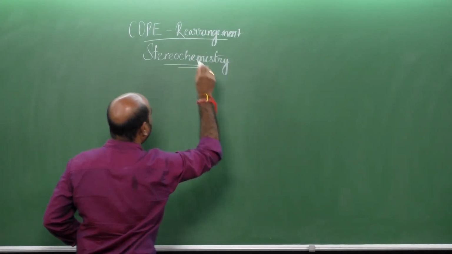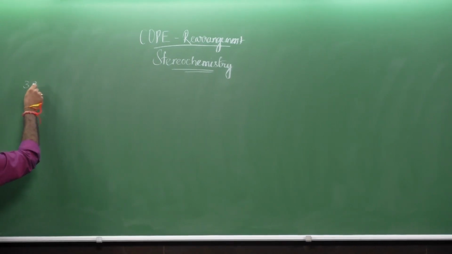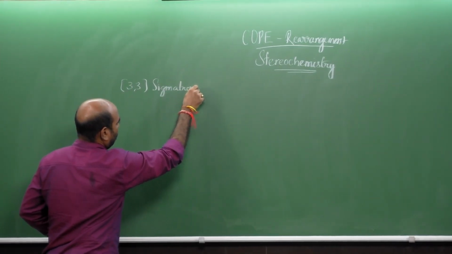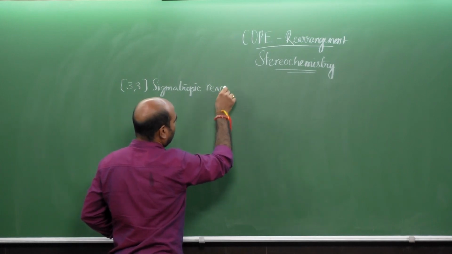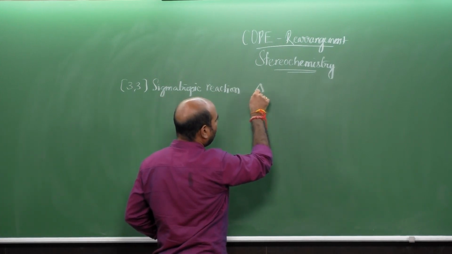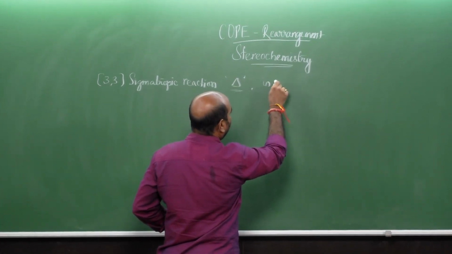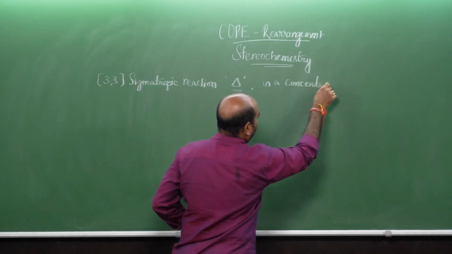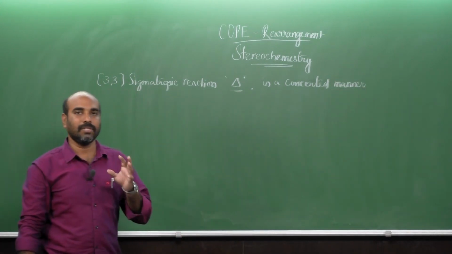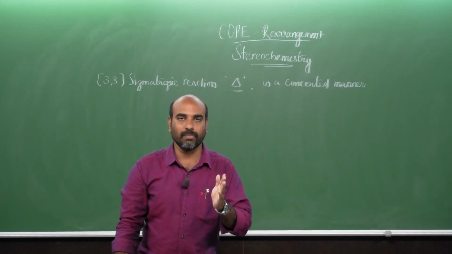So Cope rearrangement and stereochemistry associated with it. So what is Cope rearrangement? It is a 3,3 sigmatropic rearrangement or reaction, which is driven thermally. It happens under thermal conditions and in a concerted manner. Right. So this we have discussed in the previous classes itself.